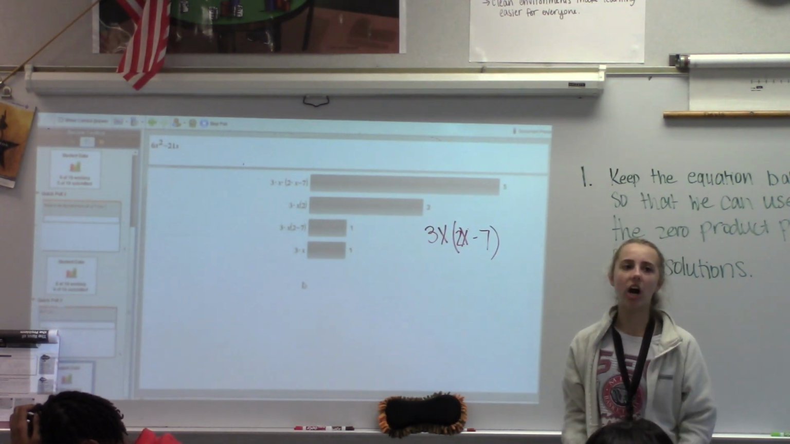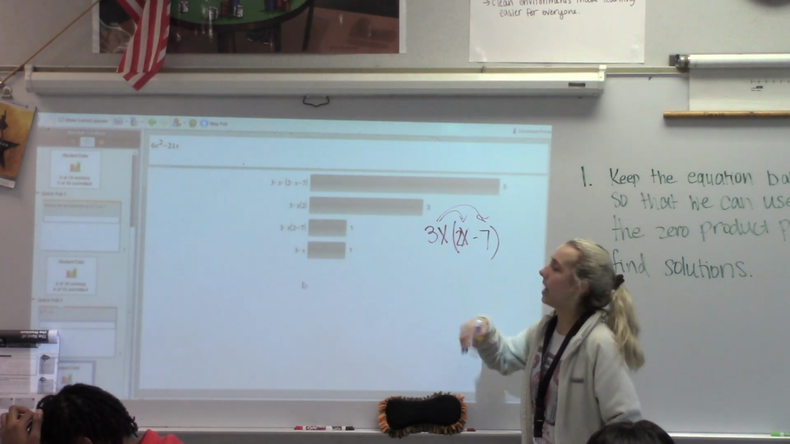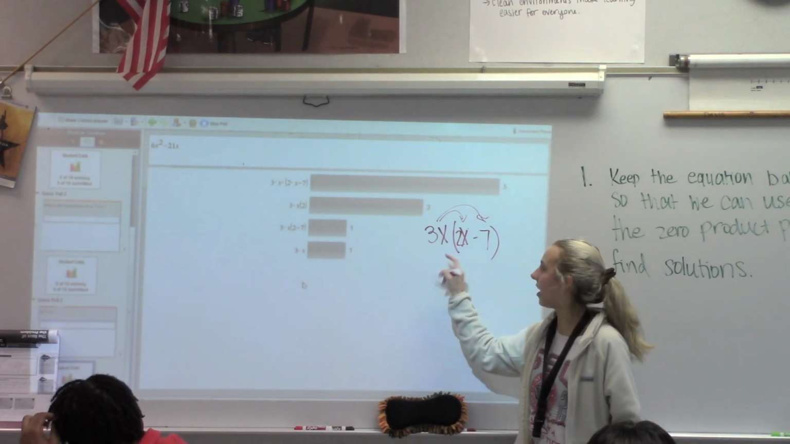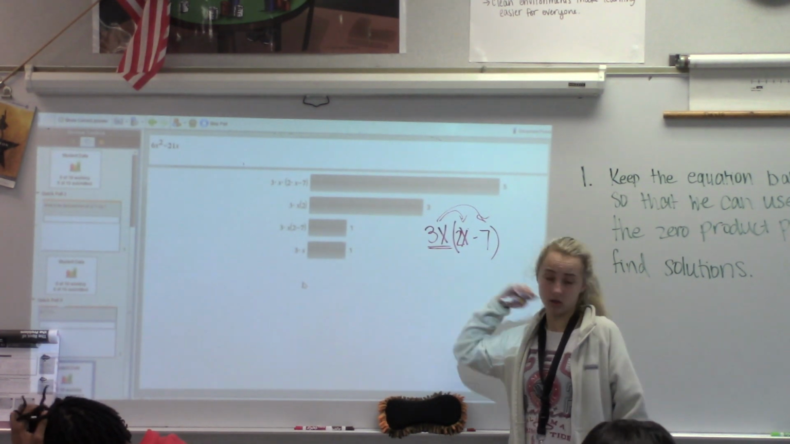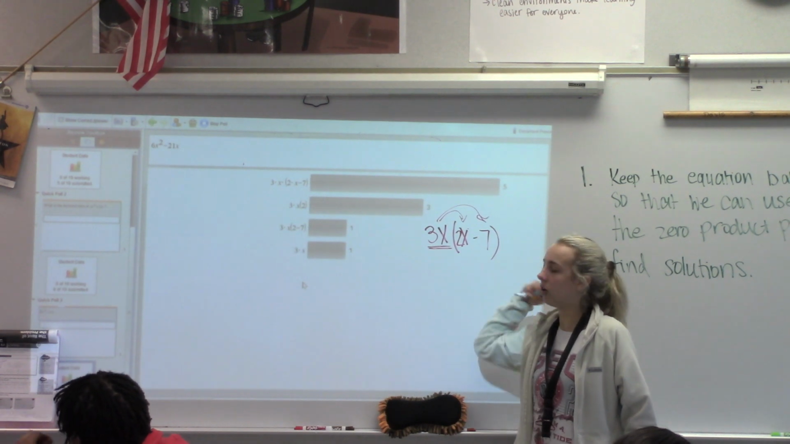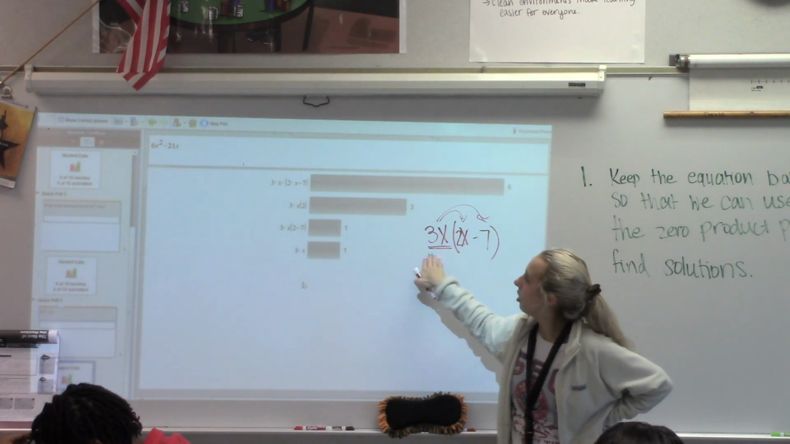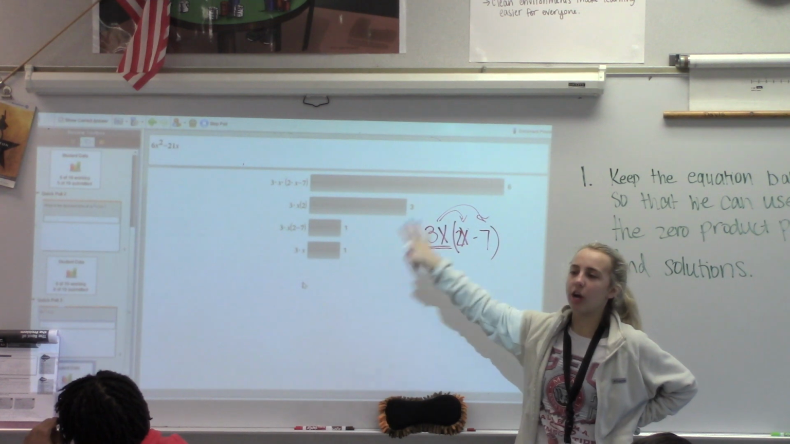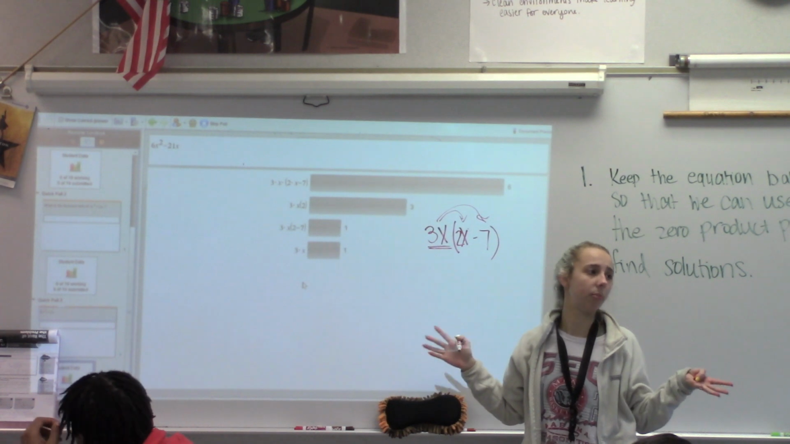Okay, and his group was like, where is this coming from? Because they understand how we can multiply this back out, and it's supposed to equal 6x squared minus 21x. Xavier, why is this 3x out in the front? GCF. Okay, how do you know that's a GCF? Does 3 go into 6? Does 3 go into 21? Is that the biggest factor between both of those numbers?